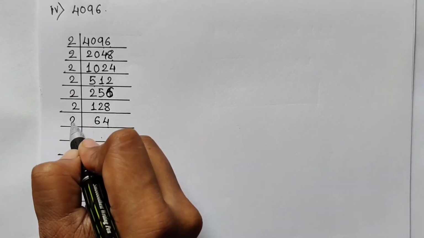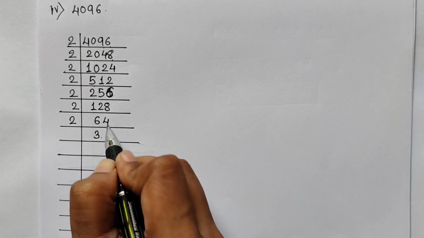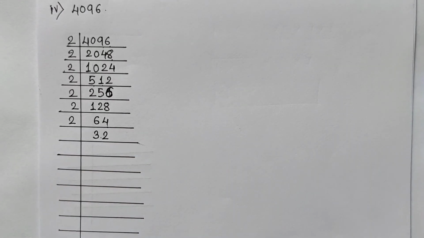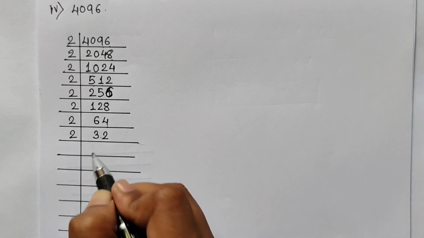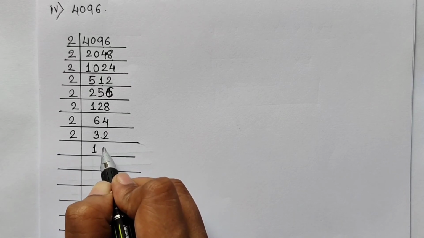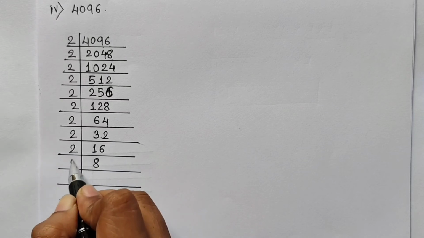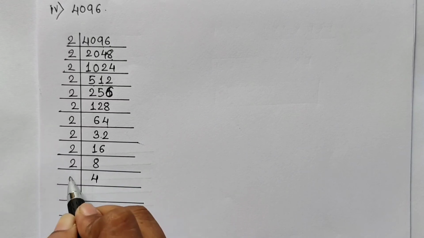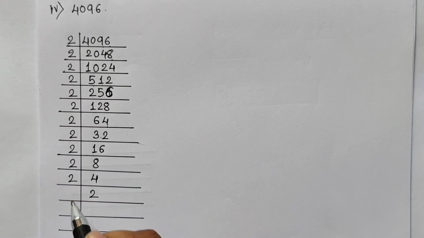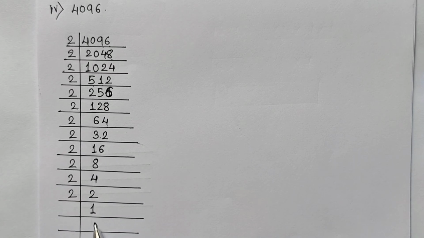So again we can divide it by 2, 2 3s are 6, 2 2s are 4. Again we can divide it by 2, 2 1s are 2, 2 6s are 12. Again divide by 2, 2 8s are 16. Again divide by 2, 2 4s are 8. Again divide by 2, 2 2s are 4. Again divide by 2, 2 1s are 2. So we have to divide till 1 comes here in the last step.